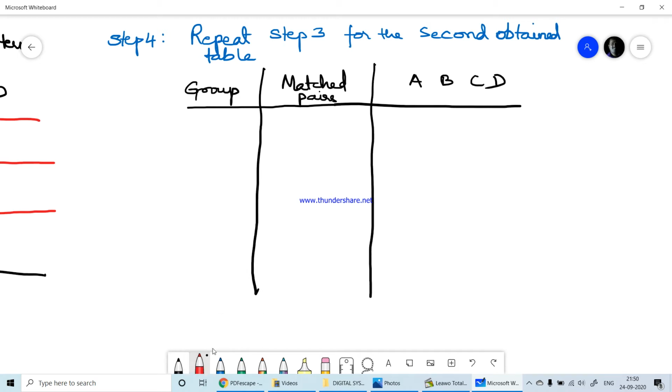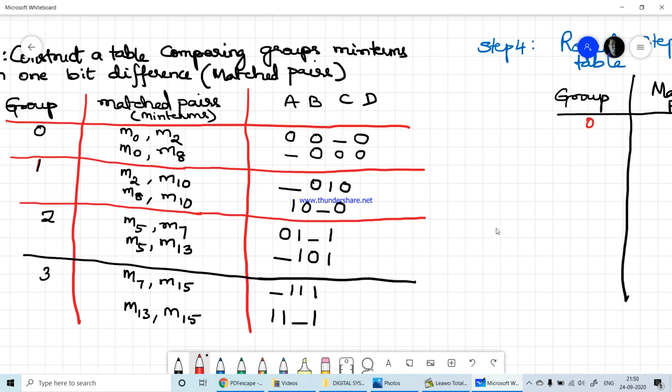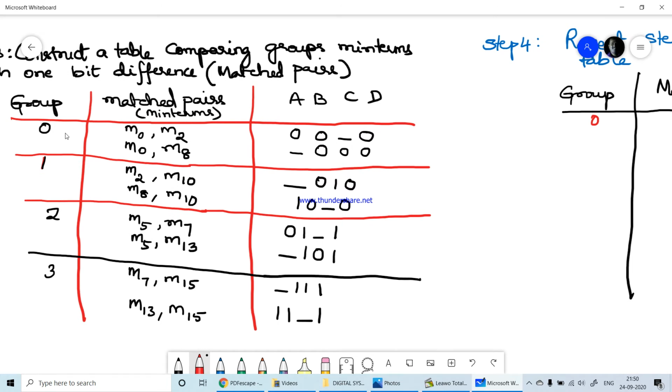Now group 0. So what is group 0 now? Group 0 is nothing but comparing the second table's group 0 with group 1. Now M0 M2 compared with M2 M10: 0 0 underscore 0 underscore 0 1 0. See, there is a bit difference here, because here we have dash and 0 and 1 and dash. So we have two differences here, so it cannot be matched. Now M0 M2 M8 M10. Let me see whether we can group it.